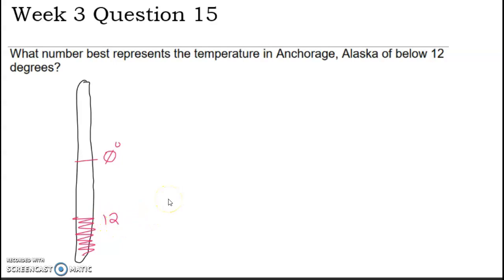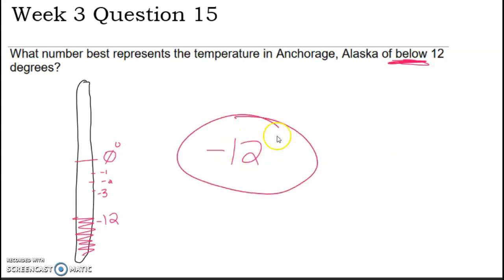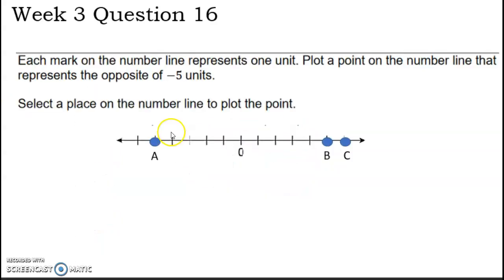For something to be below 0 or less than 0, they have to be negative. So this would be like -1, -2, -3. Only numbers that are positive are going to be up here. So because it is below 12 degrees, you would write it with a negative sign and then 12. This is a number that would represent below 12 degrees.